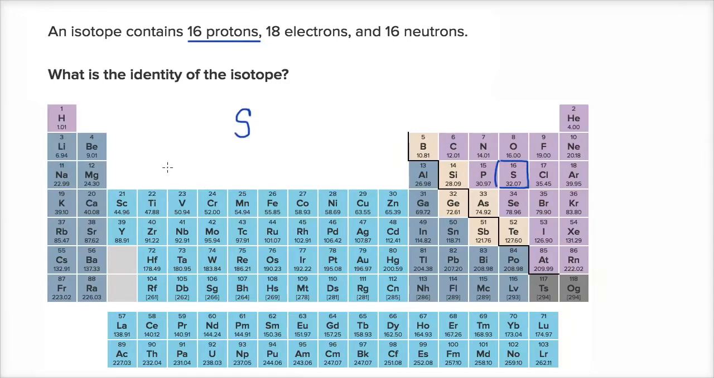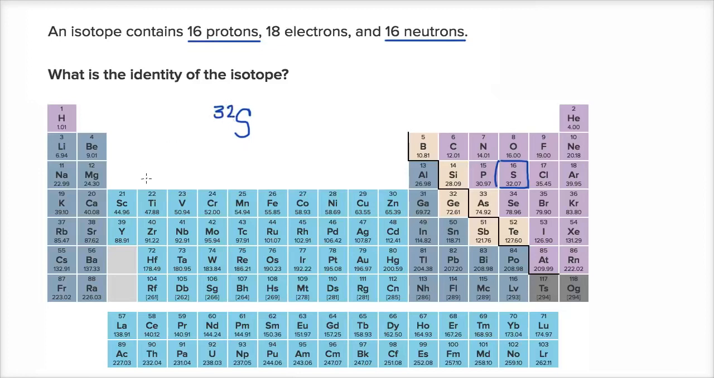Now, the next thing we might want to think about is the mass number of this particular isotope. Remember, all sulfur atoms are going to have 16 protons, but they might have different numbers of neutrons. So the sulfurs that have different numbers of neutrons would be different isotopes. In this case, we have 16 protons and 16 neutrons. If you add the protons plus the neutrons together, you get your mass number. So 16 plus 16 is 32.